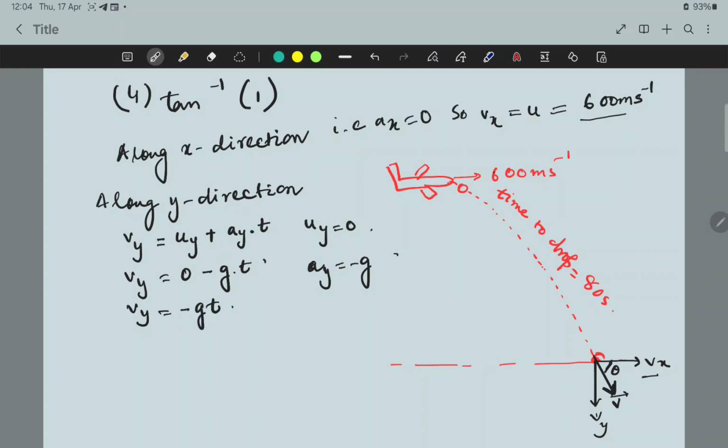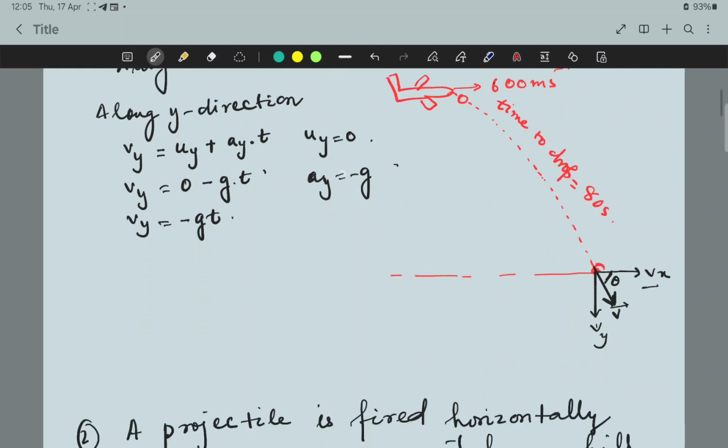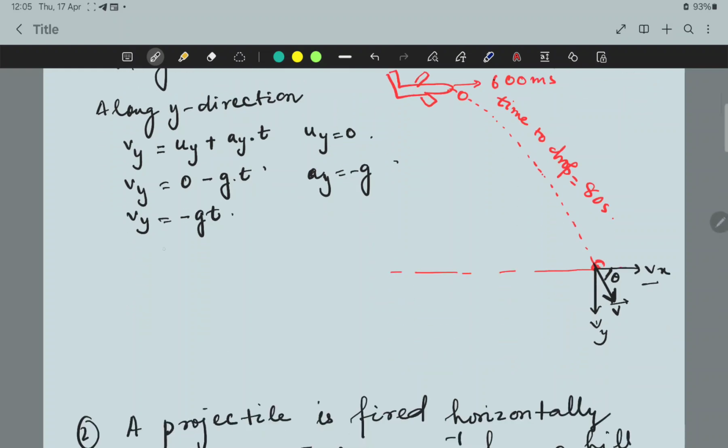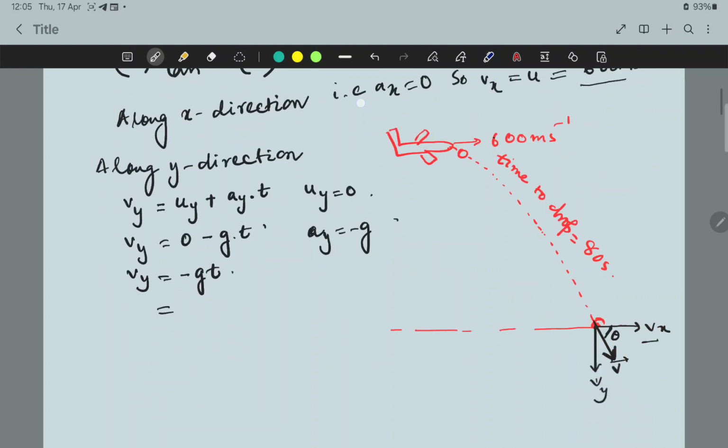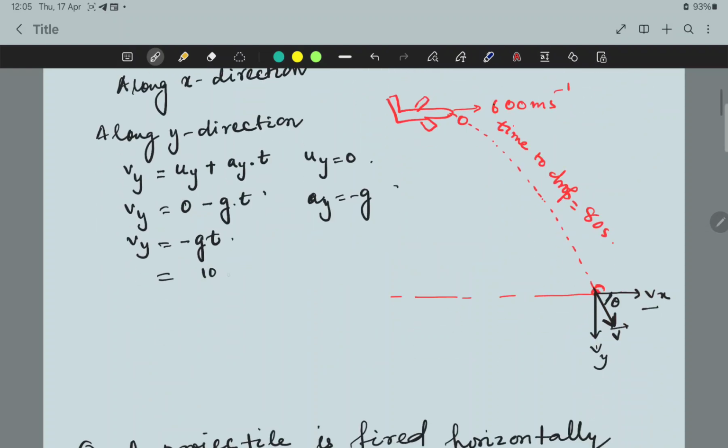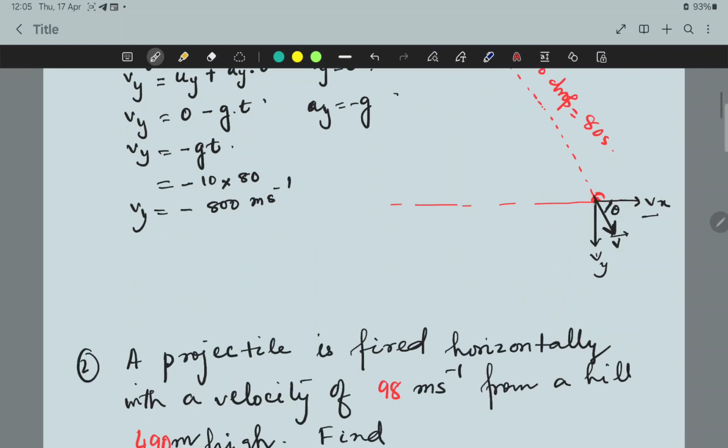Here the minus sign implies that the body's motion is along negative y direction, that is, it is moving towards the ground. The bomb is the body over here. So let's substitute the values. g is given here as 10. So minus 10 multiplied by 80. So it gives us 800 meter per second.